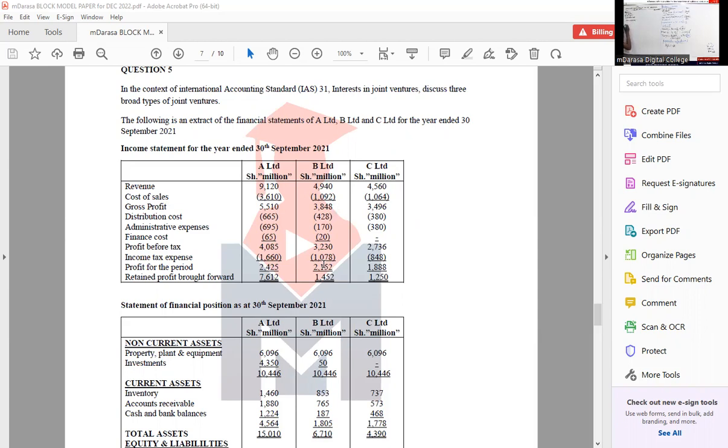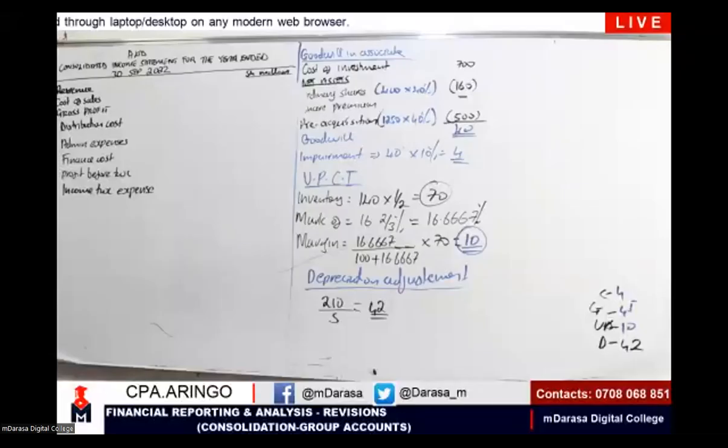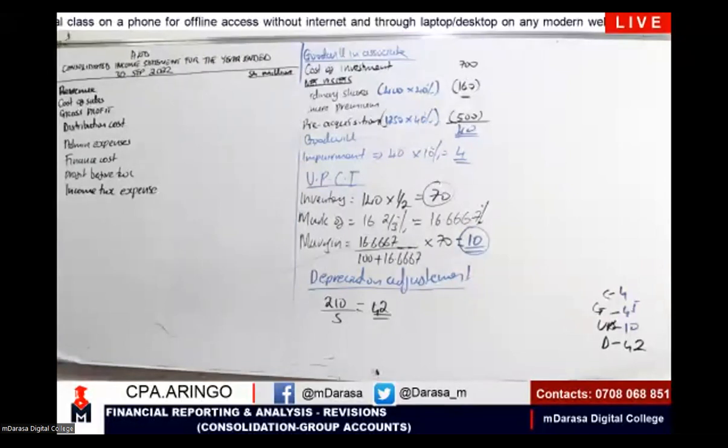We're having, of course, our finance cost. We're having profit before tax. And we have our income tax expense. Basically what you're having there, right? So you just copy and paste it the way it is directly. Once you have done that, these are what you're supposed to do. So basically that is what you're having, right?